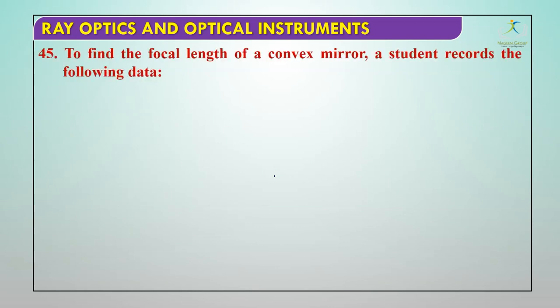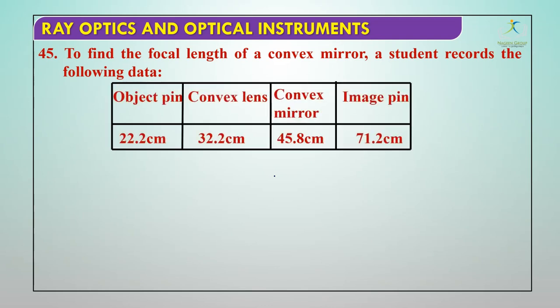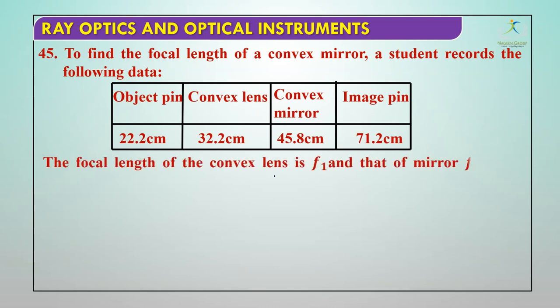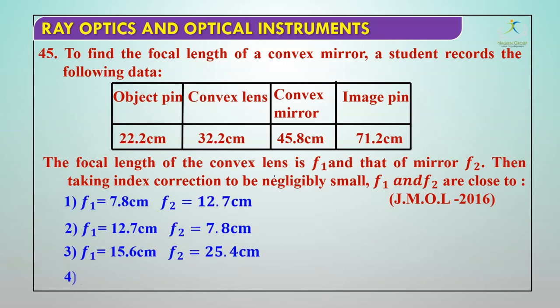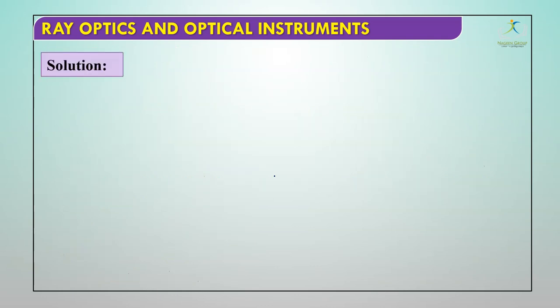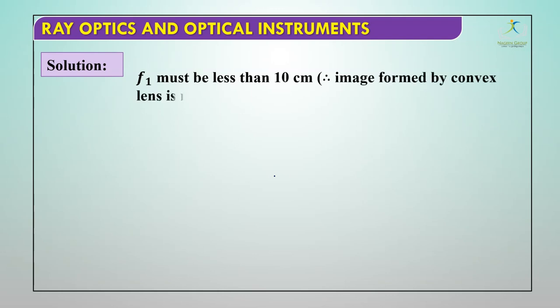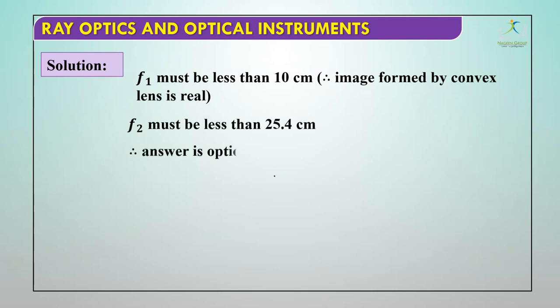Question number 45: to find the focal length of a convex mirror, a student records the following data. The focal length of the convex lens is f1 and that of the mirror is f2. Then, taking index correction to be negligibly small, f1 and f2 are close to. So these are the options. The first option is the right answer. Let's move to the solution part. f1 must be less than 10 cm because the image formed by the convex lens is real. f2 must be less than 25 cm. Because of that we are saying that the answer is 1.